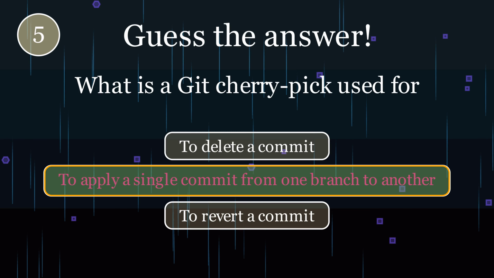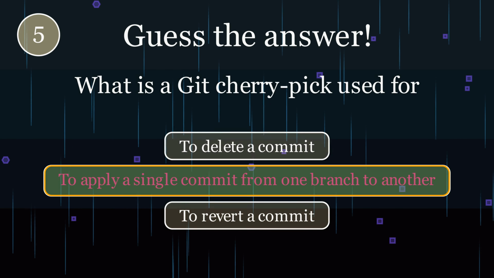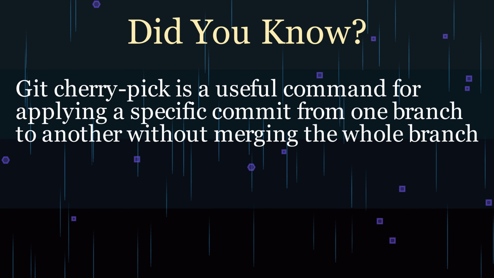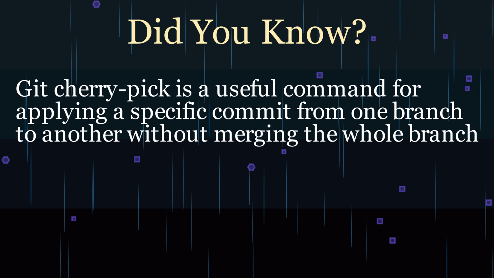The correct answer is, to apply a single commit from one branch to another. Let's learn something new. Git cherry pick is a useful command for applying a specific commit from one branch to another without merging the whole branch.